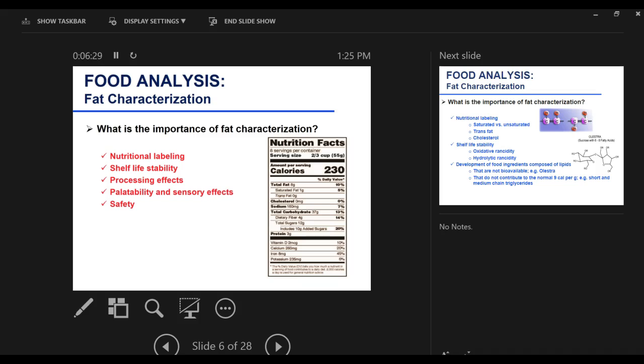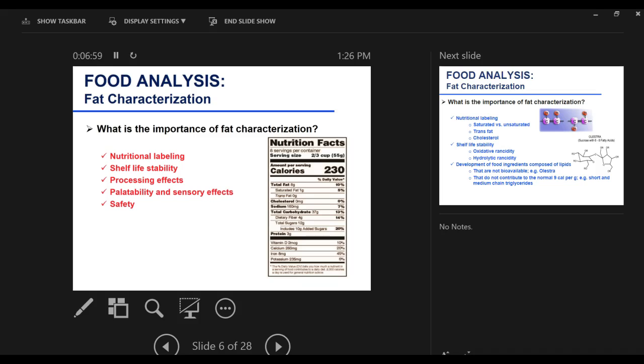Incomplete hydrogenation. When you're hydrogenating the oil, sometimes your cis configuration can be converted to trans configuration, and that is a processing effect of hydrogenation. Okay, so we talked about nutrition labeling, shelf life stability, hydrolytic and oxidative rancidity, and processing effect. I'll talk about that in a more elaborate manner.